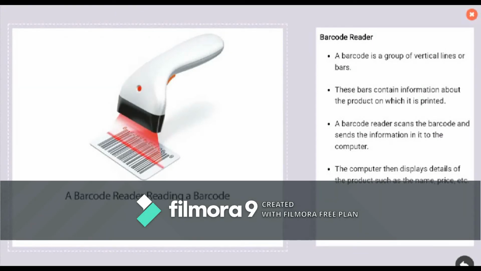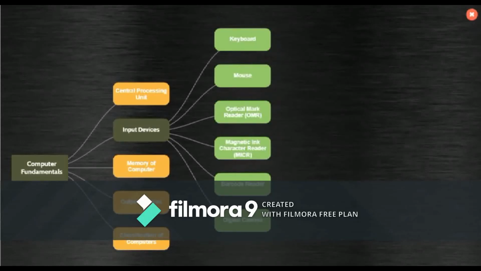And in this barcode, there will be name, price, etc. So this barcode reader device reads this barcode and sends this information into a computer. This barcode you can see on the price tag when you go to the textiles or when you go to the supermarket. So these are the input devices in this chapter.